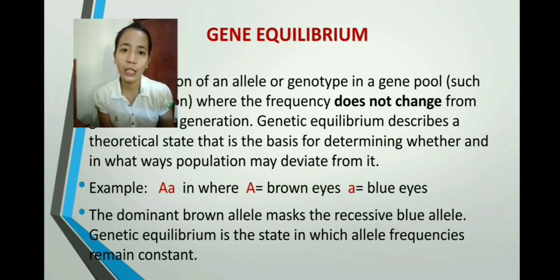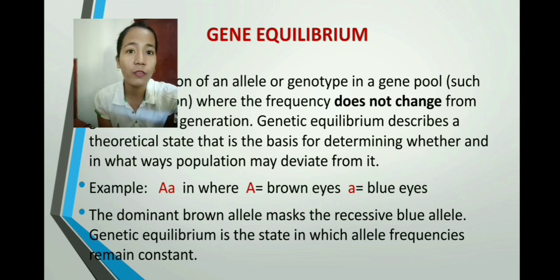An example is the heterozygous genotype, in which big letter A represents brown eyes. The phenotype is the brown eyes. The small letter a is the blue eyes. The dominant brown allele masks the recessive blue allele, and genetic equilibrium is the state in which allele frequencies remain constant. In gene frequency and equilibrium, gi-promote nila nga ang usa ka frequency sa usa ka allele is remain constant from generation to generation.